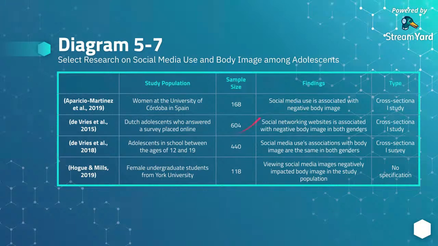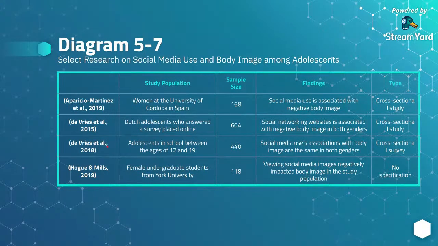604 of them. That is more than the earlier study. This cross-sectional study also found that social networking website use was associated with negative body image, in both genders. You might be surprised. Although we probably know that body image is a problem among females, it's actually a problem among males too. I mean, many boys are pressured to look strong on social media too. So we need to analyze both genders.